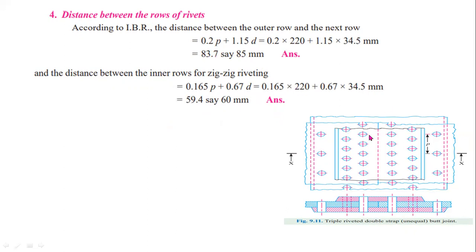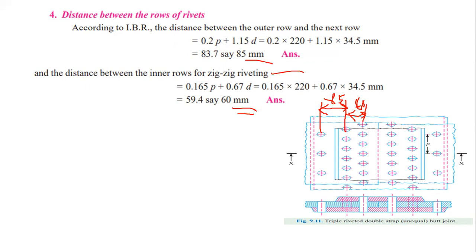For outer rows, from this diagram you can observe this is the outer row of rivets, so the distance between these two outer rows is 85 mm. For these two inner rows, you have to determine the row pitch, which is equal to 60 mm. This is the formula for inner rows for zigzag riveting. So for inner rows, you have to use 60 mm, and for outer rows, you have to use 85 mm.